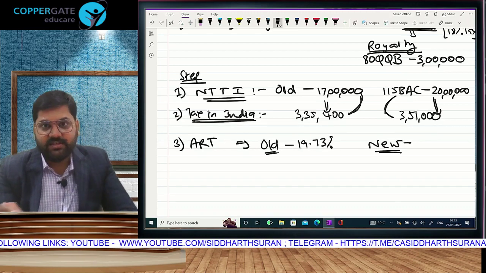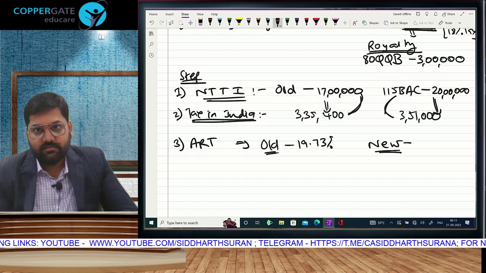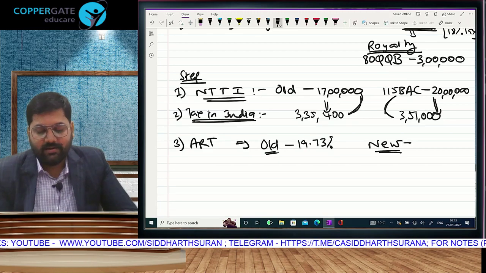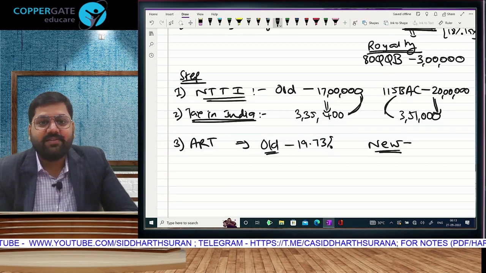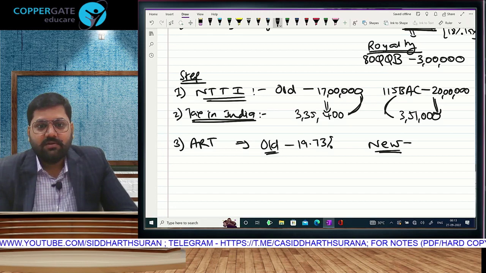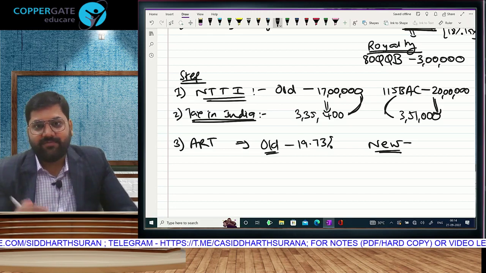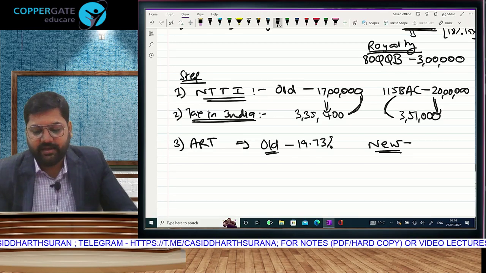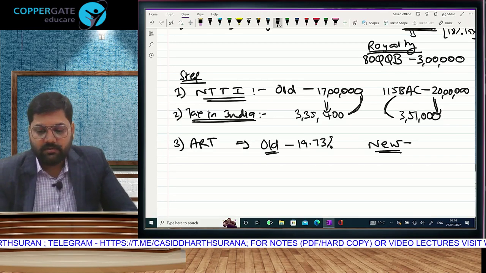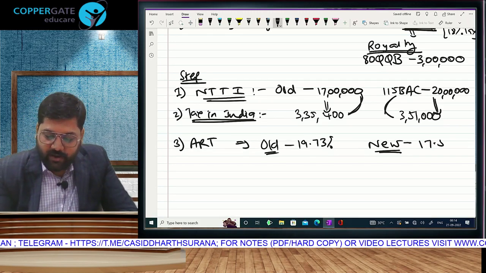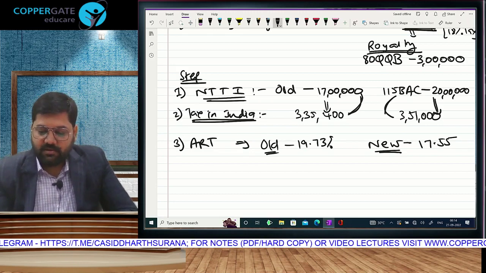$19.73. What is the digit after 3? Leave it, yes. 7-3 what? 7-9, so 7-3 equals. Then it is right, because if it is 5 or more, then this has to be changed. And in the new regime, 17.55. Is that clear?